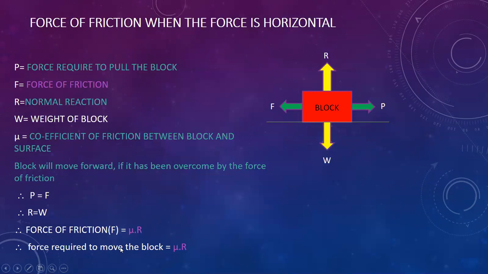So the force required to move the block, P, is equal to F. What is F? F is equal to mu into R. So you can change the equation: P is equal to F, or P is equal to mu R. P is the force required to move the block, equal to mu into R. You have to apply one force here to move the block, and it is equal to mu into R. The coefficient of friction multiplied by the normal reaction gives the force required to move the block. R can also be changed to W, and W is equal to mg, so mu into m into g is also equal to the force required to move the block.